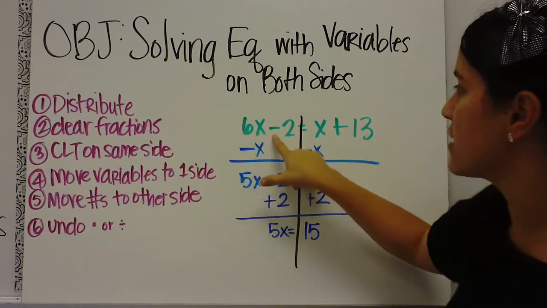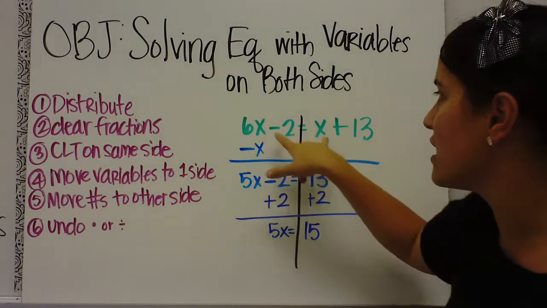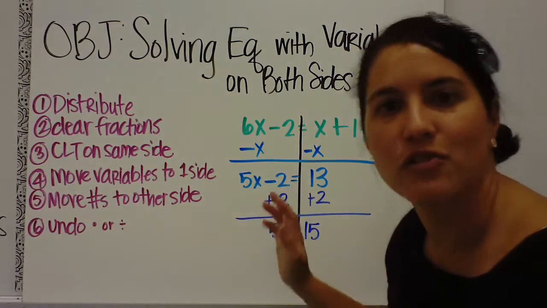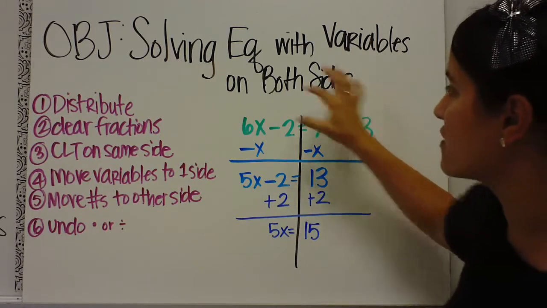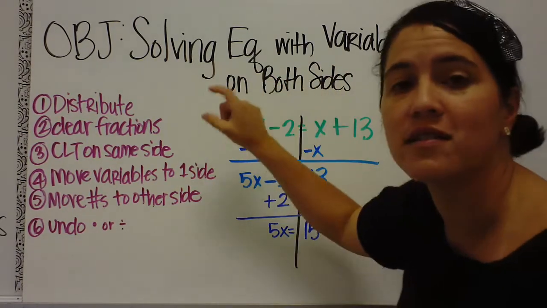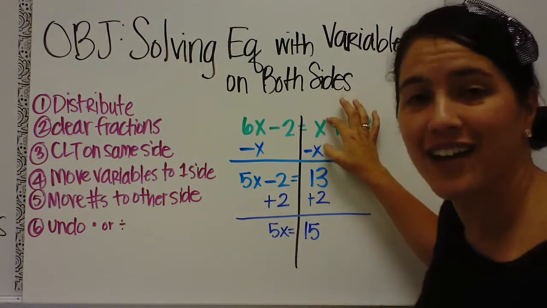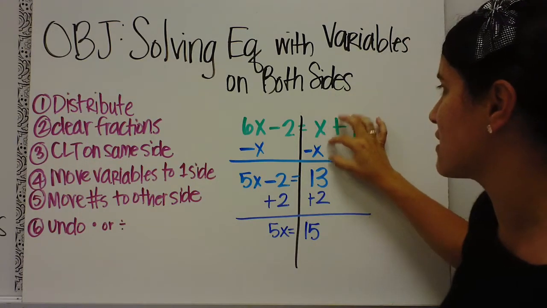So we have 6x minus 2. That is equal to x plus 13. So we have x's here and here. In order to move variables over, you're going to add or subtract that term. So I just decided to move this x over here. So to go across the line, you have to do the inverse operation. This is a positive x, this is a plus x. So the inverse operation would be a minus x.